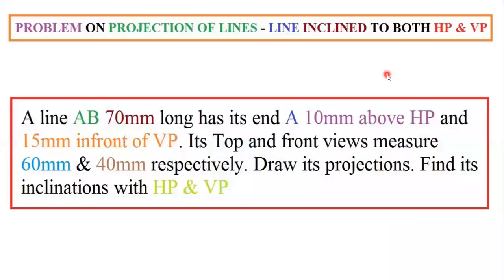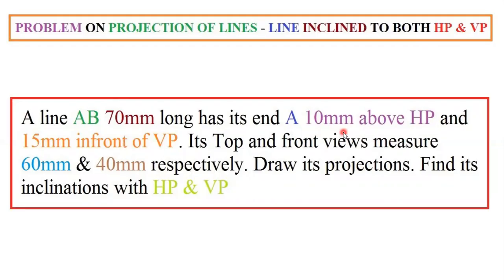In this video, we're just going to see a basic problem on projection of lines. The condition is that the line is inclined to both HP and VP. A line AB, 70 mm long. So line AB 70 mm means it will be denoting the true length of the line. It has its end A 10 mm above HP and 15 mm in front of VP.